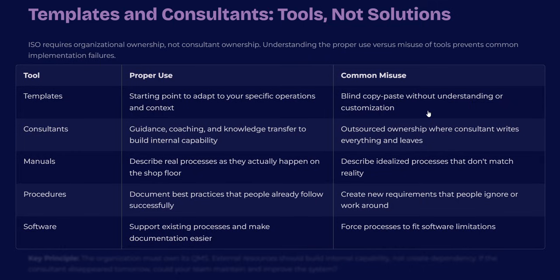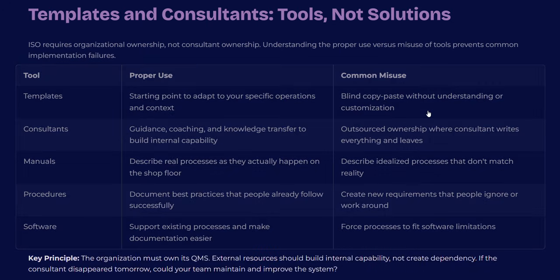they create new requirements and call it a procedure, and people will ignore it and work around it. Software: the proper use of software is to support existing processes and make the documentation easier, not to complicate it. The misuse of software is that it forces processes to fit software limitations, and that messes up everybody.